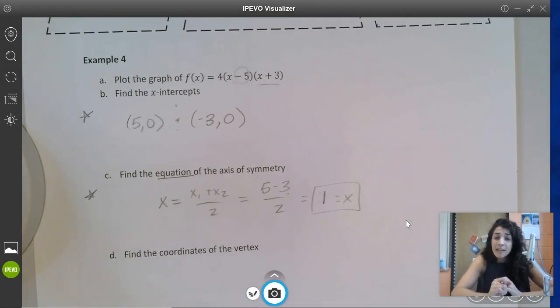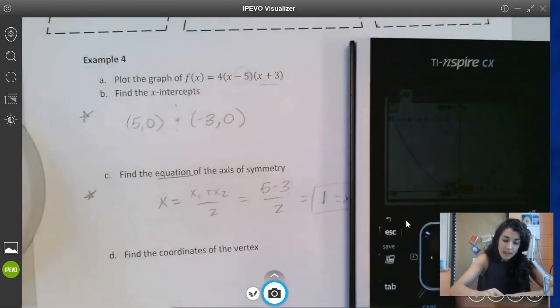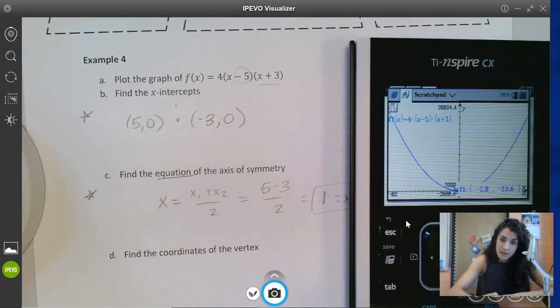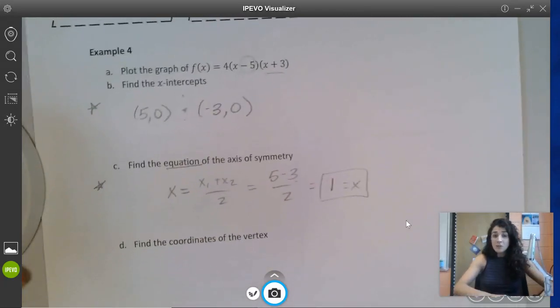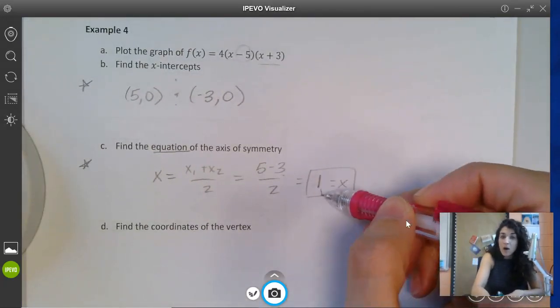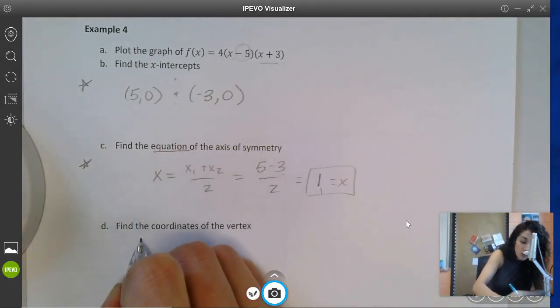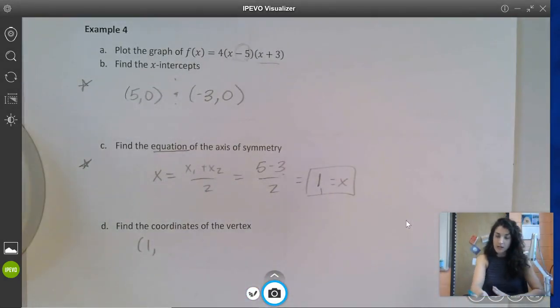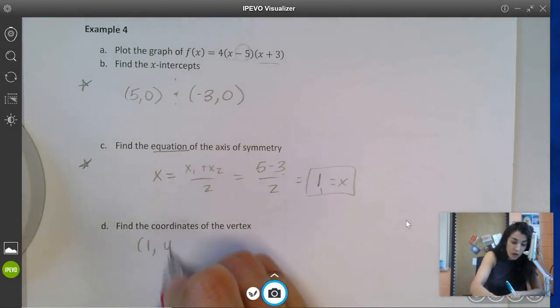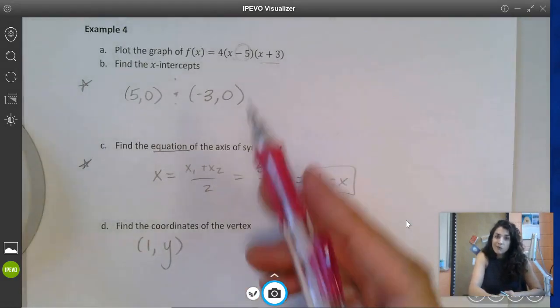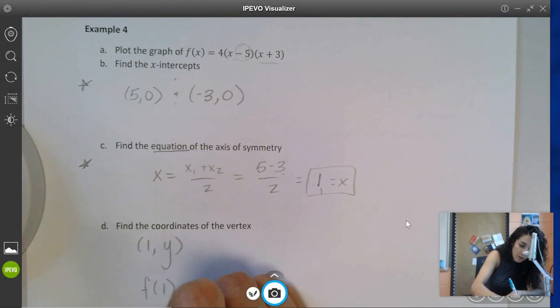All right. Then it says to find the coordinates of the vertex. So we can check that this was our axis of symmetry by tracing over and double checking that, in fact, our minimum is at 1, which it is. Who knows what our y value is, but that is okay because we still need to find it. So all we need to do from here is just plug in the 1 for x, right? If we want to find the coordinates of the vertex, we already have the x value of the vertex. The axis of symmetry goes through the vertex and it tells you the x value there. Now we just need to know what is the y value when x equals 1. So we plug it in for f of 1.